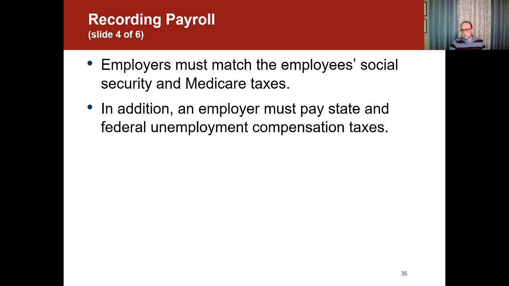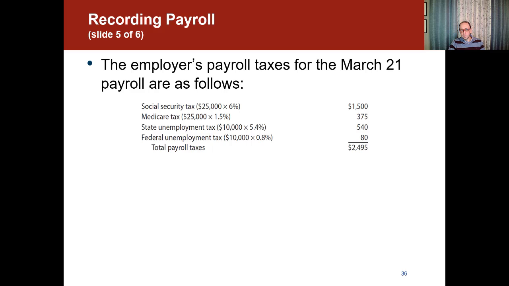Employers also must match the employee's Social Security and Medicare taxes, as I mentioned earlier. In addition, an employer must pay state and federal unemployment compensation taxes, which we refer to as SUTA and FUTA. So the calculations for these would be the Social Security, again, it's the same amount, $25,000 multiplied by 6%, which is $1,500. Medicare tax, $25,000 multiplied by 1.5%, and that's $375. The SUTA is based on the $10,000, as was mentioned before.